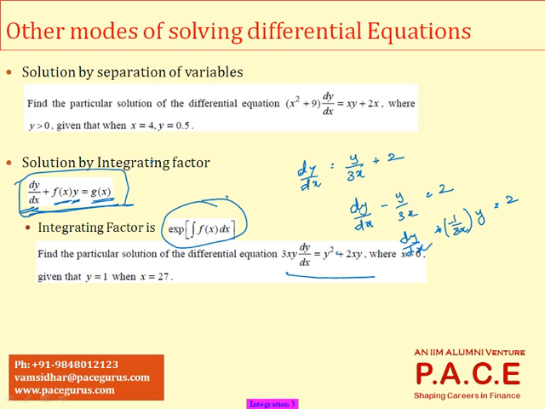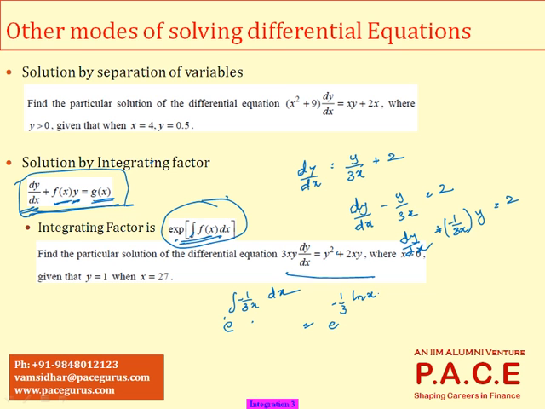So in this case, I can take it as an integrating factor, and the integrating factor for me is e power integral of f of x dx. E power integral of minus 1 by 3x dx. What is that now? E power minus 1 by 3, if I take out, 1 by x is log x.